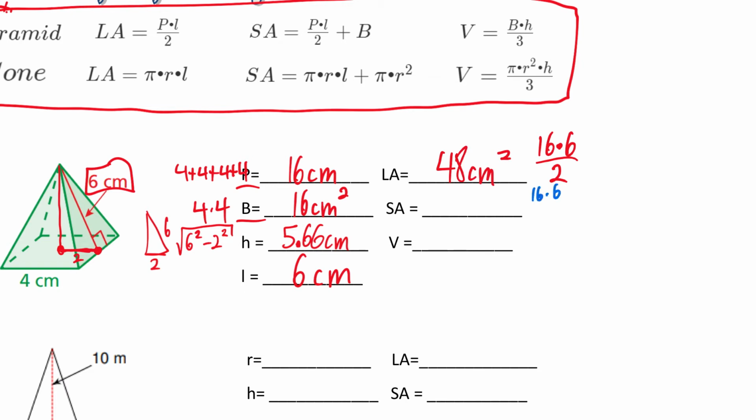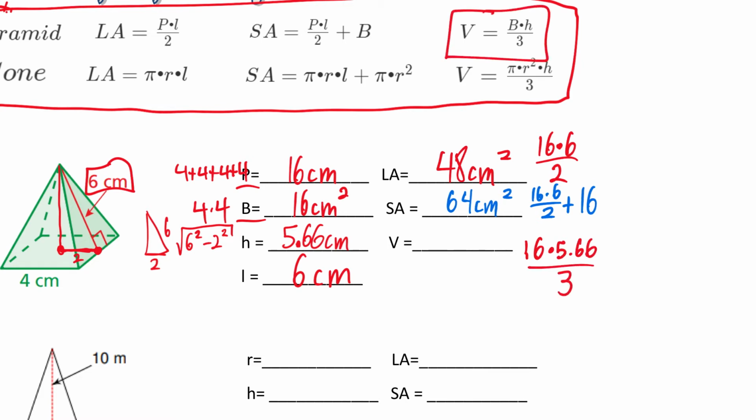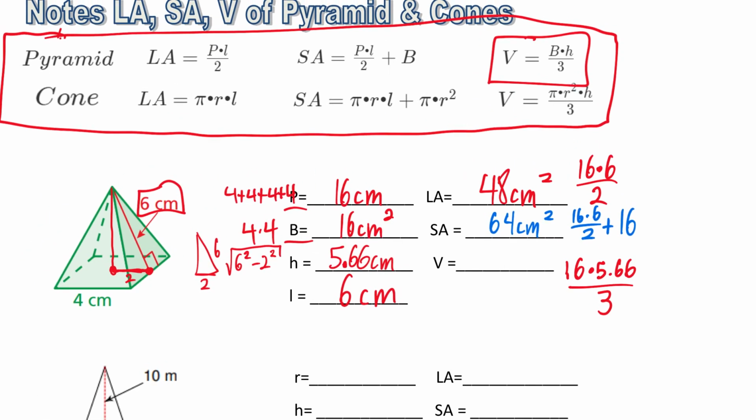Okay, for the total, it's P times L divided by 2 plus B, which is what? 64 square centimeters. And then volume is B times H divided by 3. B times H divided by 3 is the volume of a pyramid. So 16 times 5.66 divided by 3 is what? Okay, 30.19 cubic centimeters.